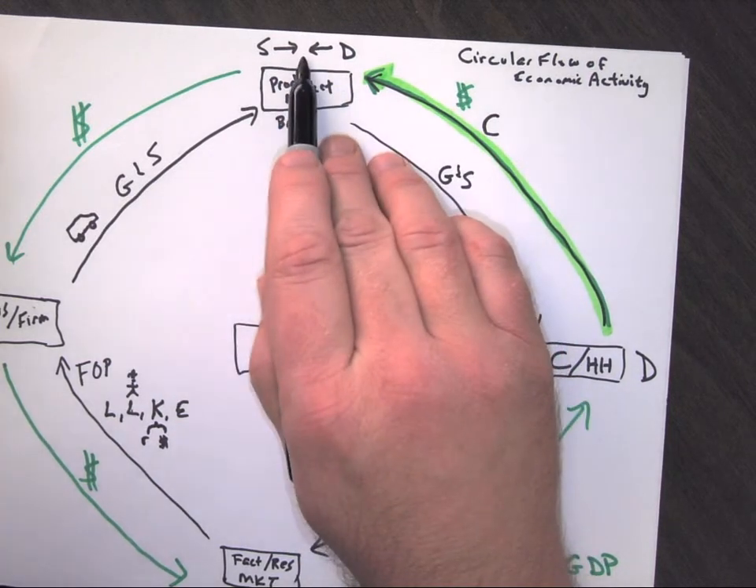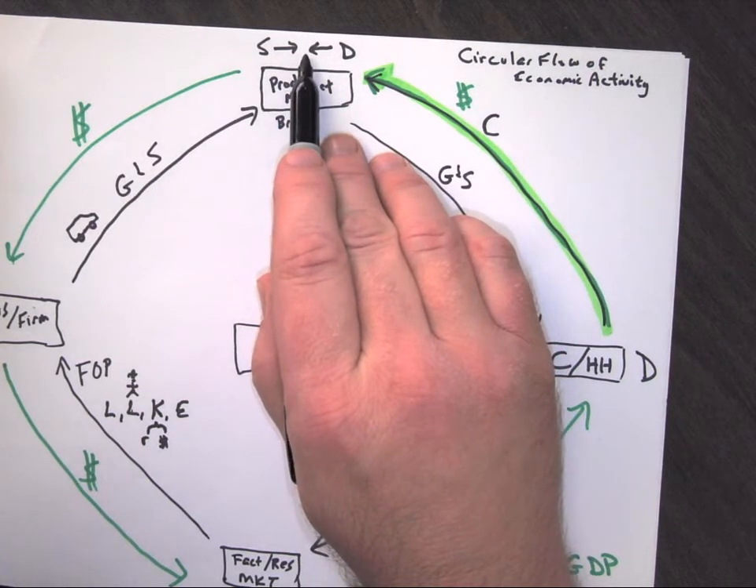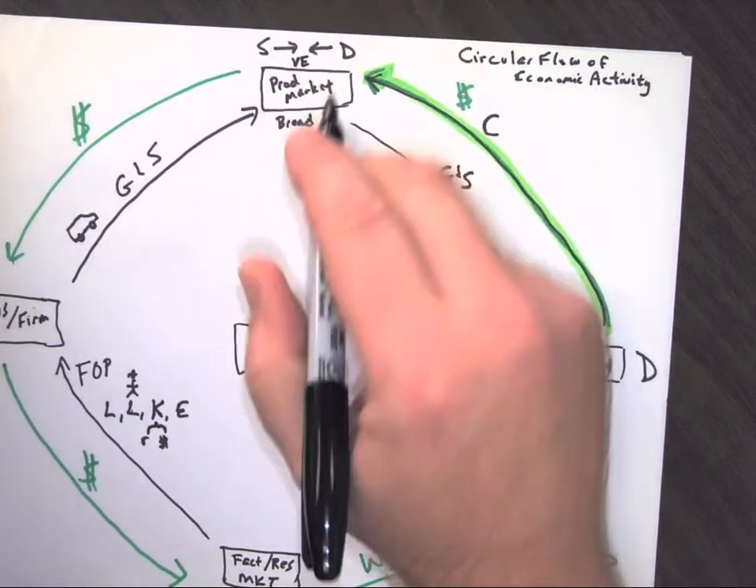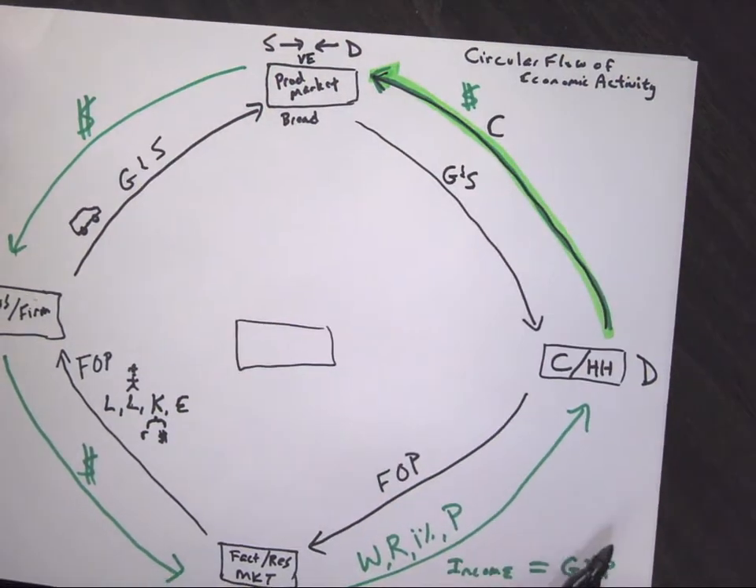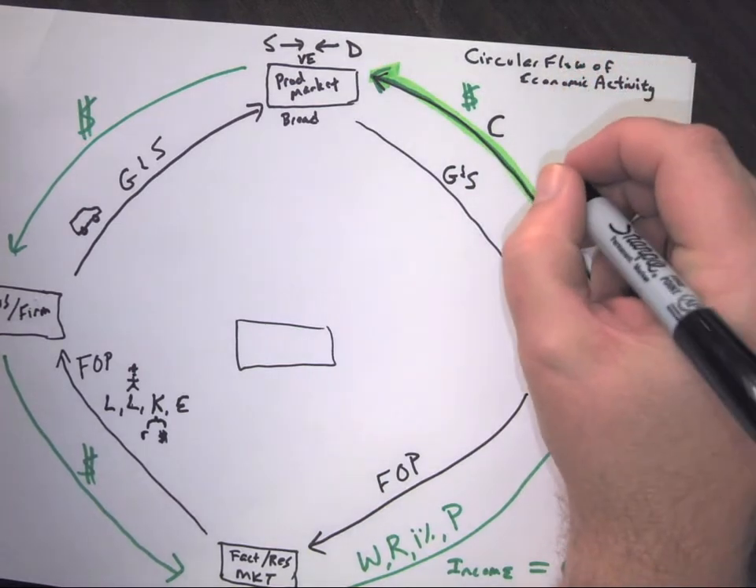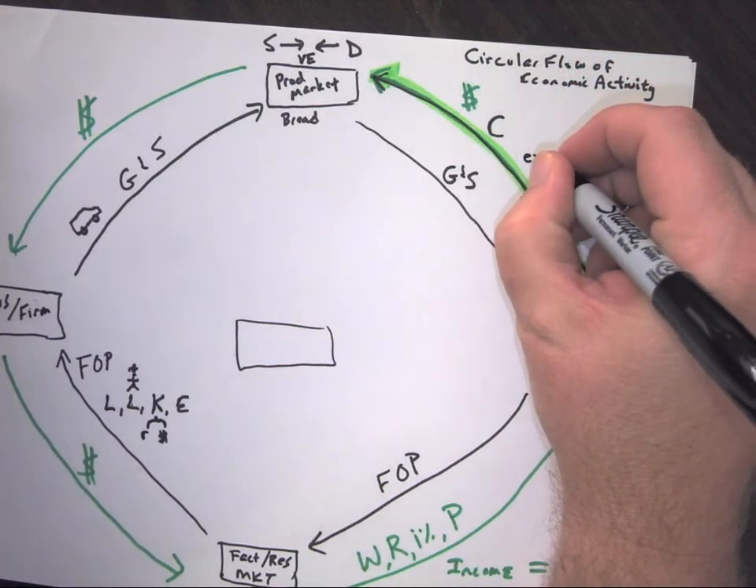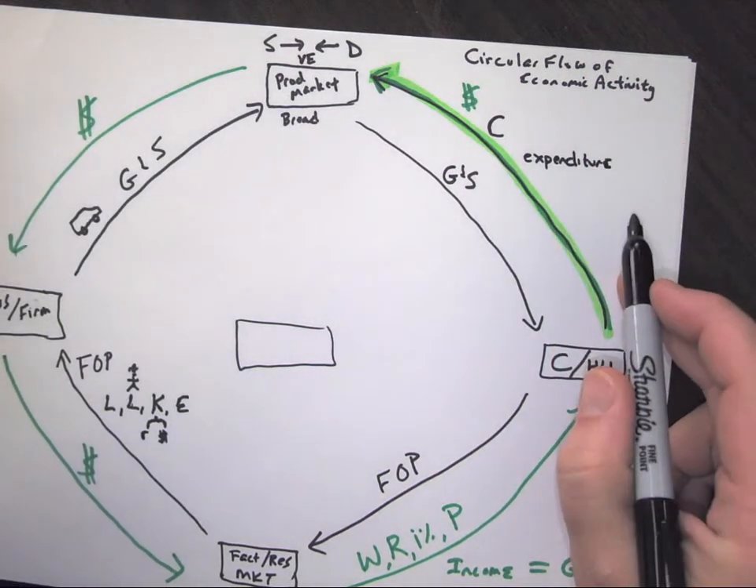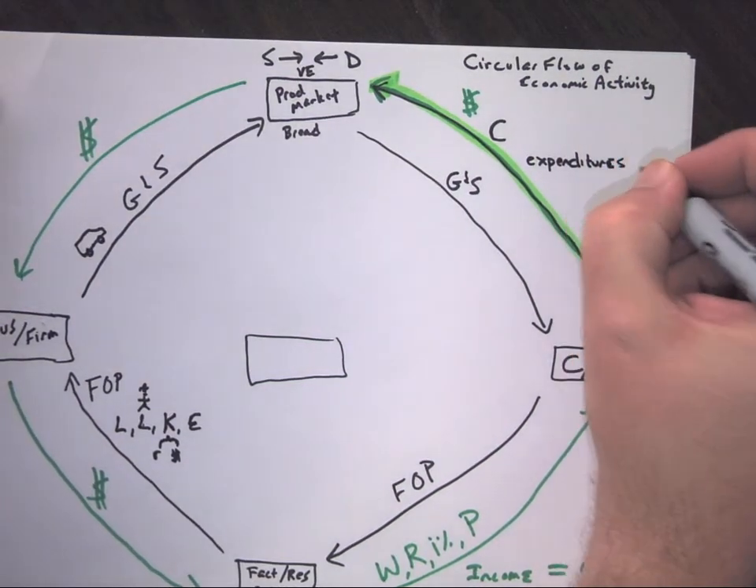So when we meet here, where these two arrows combine, at the product market, we'll have VE, what's called voluntary exchange. That means I'm happy to give you the money, you're happy to sell me the product, and we both walk away in better shape, better condition. Okay? So this is called expenditure. These are expenditures, and there are four of these.